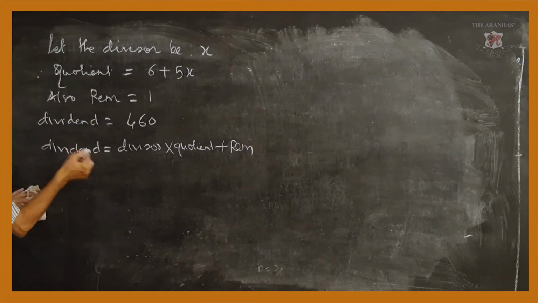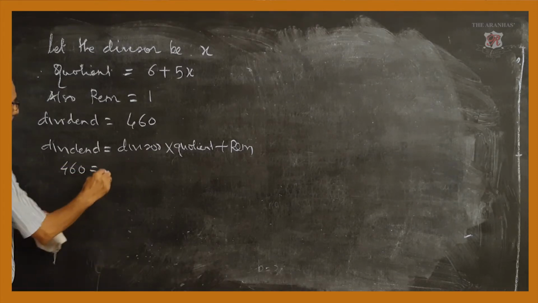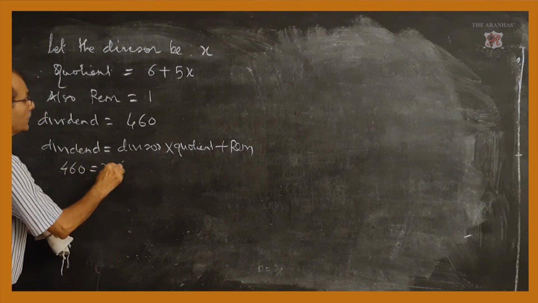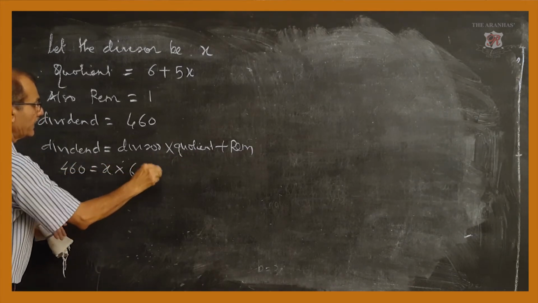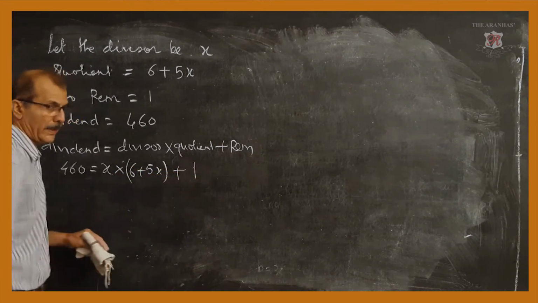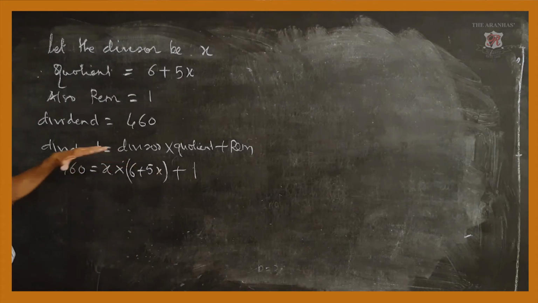Now put the value of dividend. What is my dividend? 460. What is my divisor? x. What is my quotient? 6 plus 5x, put in a bracket. Plus, what is my remainder? 1. I hope this is clear to you.